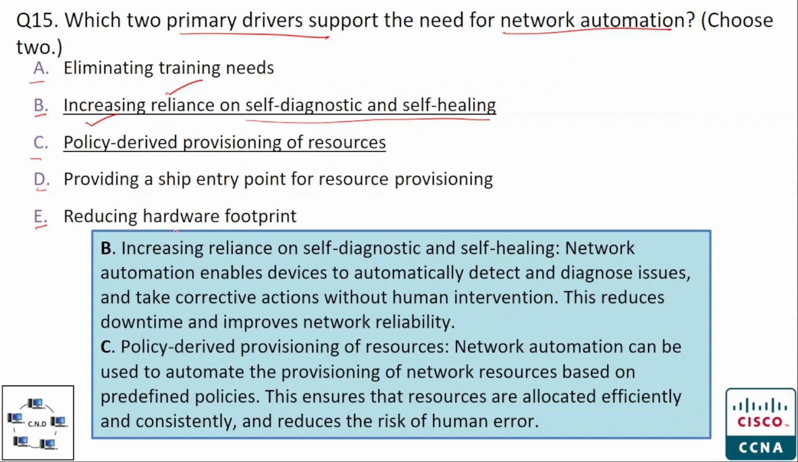And this is the explanation for both correct options. Increasing reliance on self-diagnostic and self-healing: network automation enables devices to automatically detect and diagnose issues and take corrective actions without human intervention. This reduces downtime and improves network reliability. Option C, policy-driven provisioning of resources: network automation can be used to automate the provisioning of network resources based on predefined policies. This ensures that resources are allocated efficiently and consistently and reduces the risk of human error.